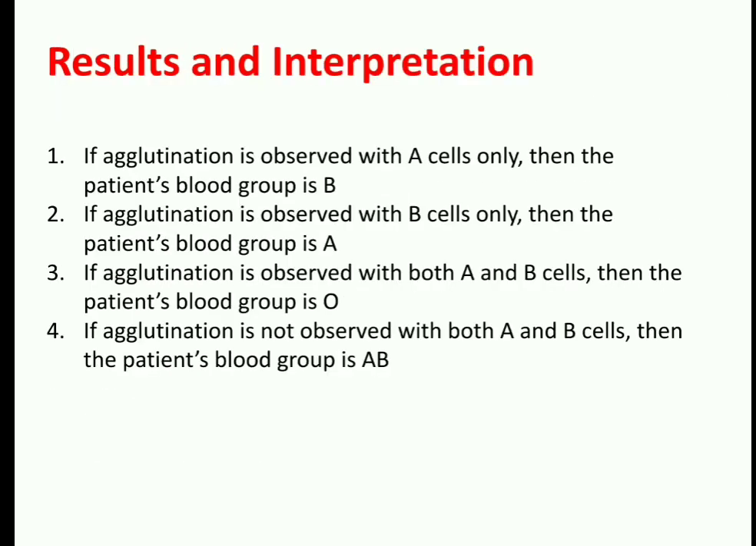Result and interpretation of serum or reverse grouping. If agglutination is observed with the A cell only, then the patient's blood group is B. If the agglutination is observed with the B cell only, then the patient's blood group is A. If the agglutination is observed with both A and B cells, then the patient's blood group is O. If agglutination is not observed with both A and B cells, then the patient's blood group is AB.